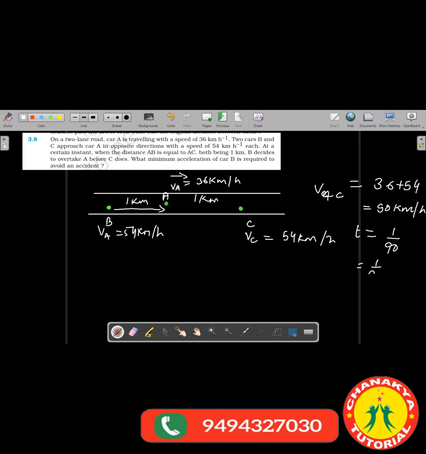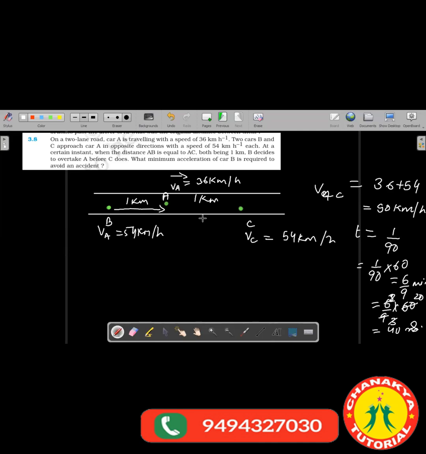You can get it in minutes: 1 by 90 multiply 60, so that's 6 by 9 minute. You can again convert into seconds: 6 by 9 multiply 60 again. So you get 40 seconds as the answer. Now that means B has a time of 40 seconds to cross A. Okay, so B has a time of 40 seconds to cross A.